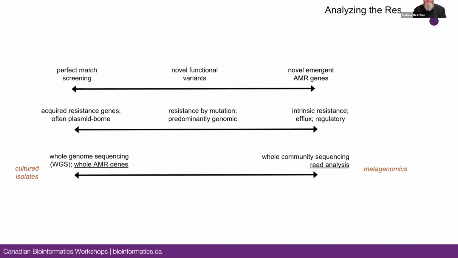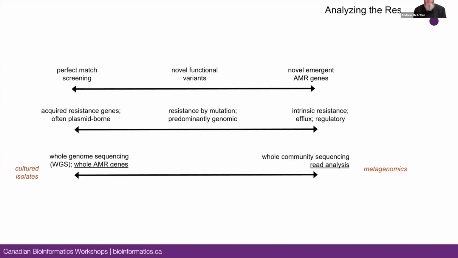The last axis is technical. Are we doing culture-based whole genome sequencing? Do we get really high quality assembly data, whether it be de novo assembly or guided assembly, but we get really high quality genomes of a cultured isolate that's causing the problem that we're seeing. So we get whole AMR genes and alleles. This is really the easier end of the bioinformatics.